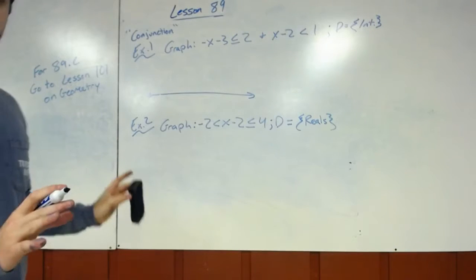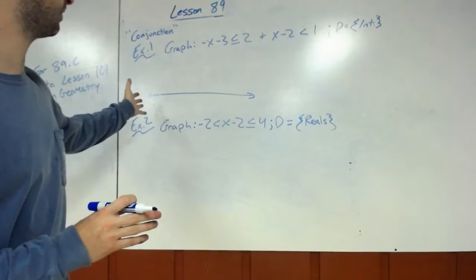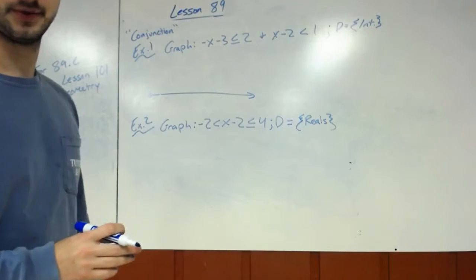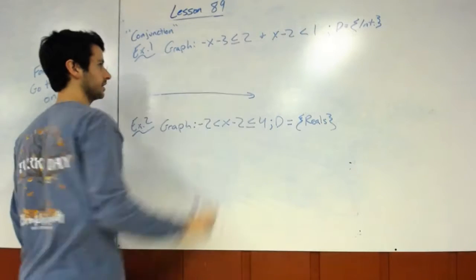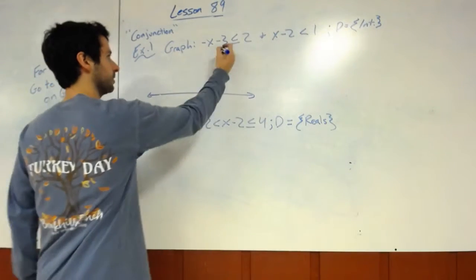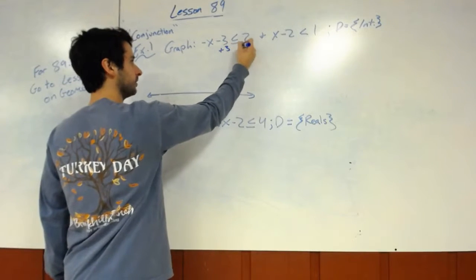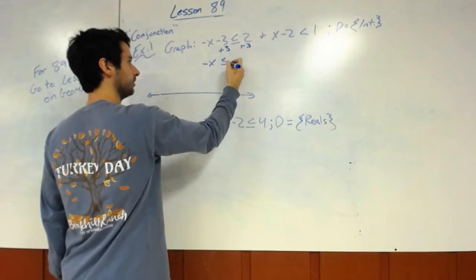Really quick, English, that means and or. But all we're going to do is graph what it's telling us to graph. So let's look at our two equations. It says graph negative x minus 3 is less than or equal to 2. Well, the first thing we got to do is solve for x. So I'm going to add 3. So it's negative x is less than or equal to 5.